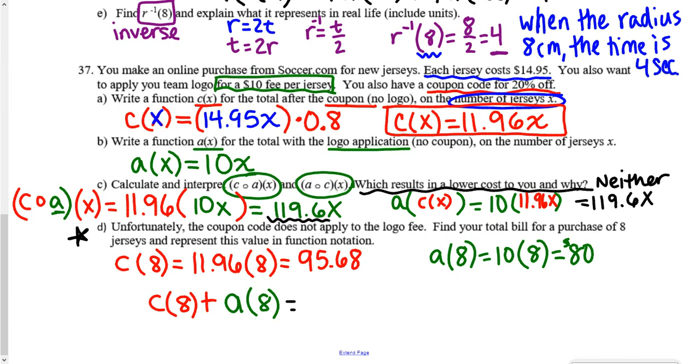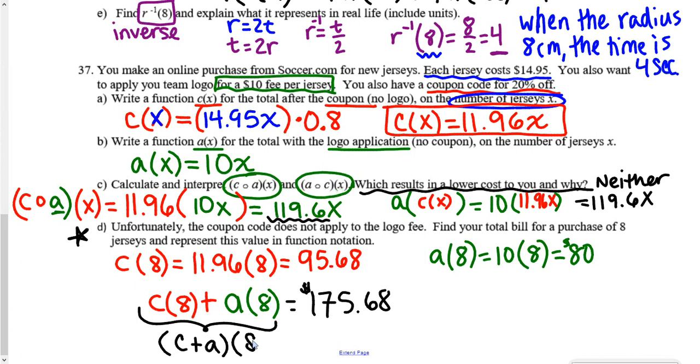$95.68 plus $80 is $175.68. So in function notation, I can either write it as C of 8 plus A of 8, or I could write it as C plus A of 8 is 175.68.